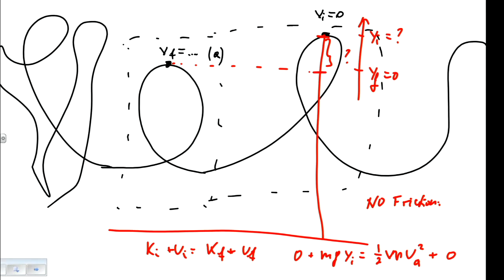VA, this is a homework problem. The question was about second part of that problem. In the first part of that problem, you already found this speed. It's a known number. Next question, please.